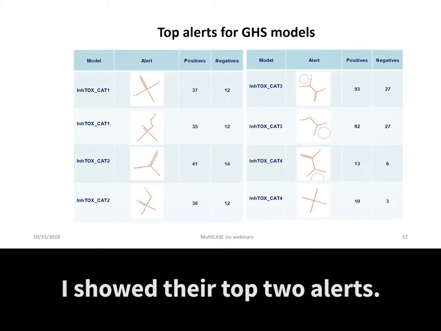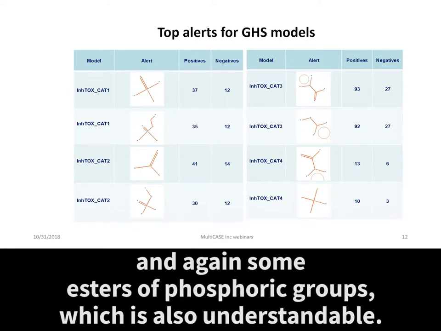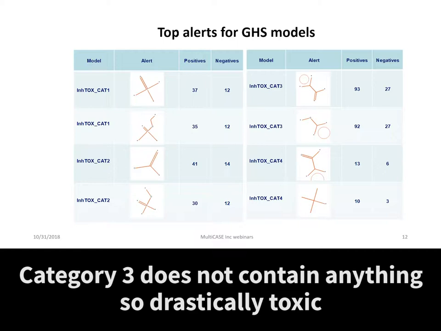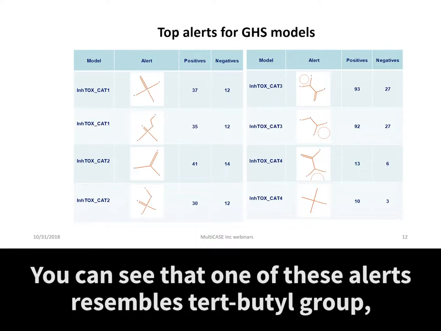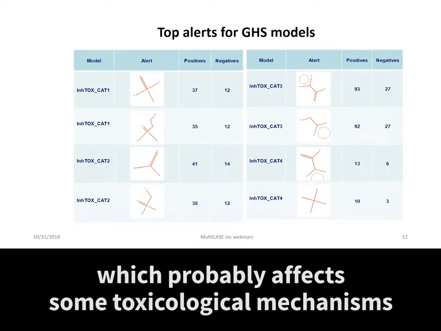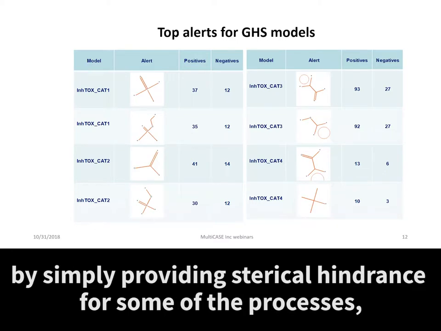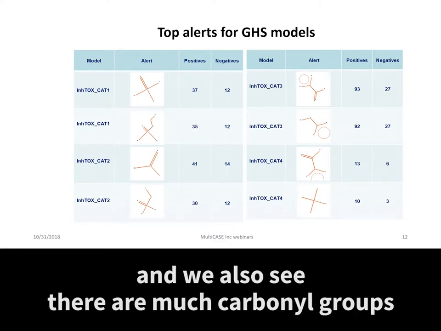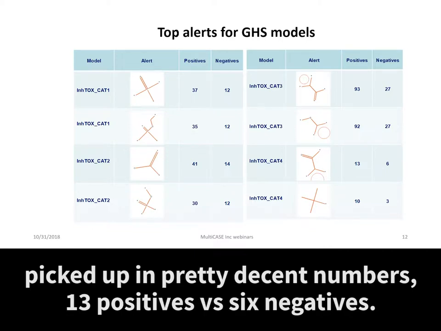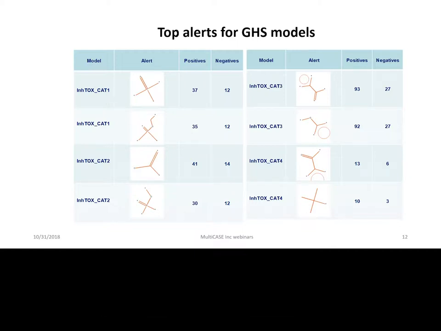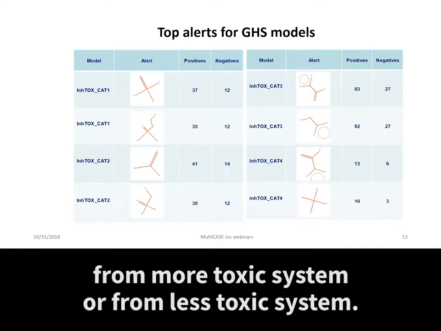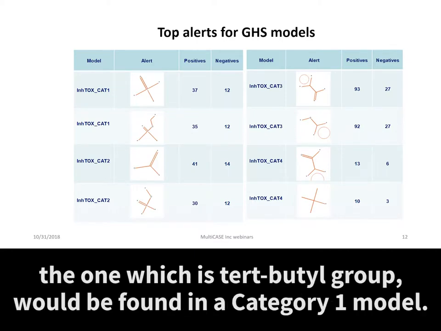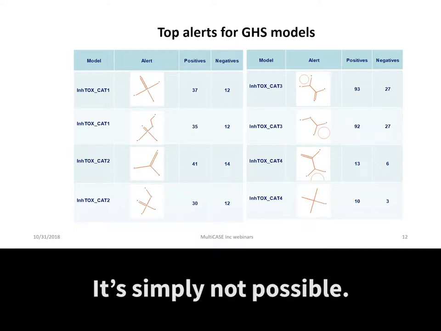I showed their top two alerts, but the top two alerts are chlorocarbonyls and again some esters of phosphoryl groups, which is also understandable. Category three does not contain anything so drastically toxic, but still contains some toxic functionalities. And category four contains practically nothing. You can see that one of these alerts resembles a tert-butyl group, which probably affects some toxicological mechanisms by simply providing steric hindrance for some of the processes. And we also see aromatic carbonyl groups picked up in pretty decent numbers: 13 positive versus 6 negatives. So when you look into this alert table, you can clearly see which alert is coming from a more toxic system or from a less toxic system. There is no chance that the very last alert in this table, the tert-butyl group, will be found in a category one model. It's simply not possible.